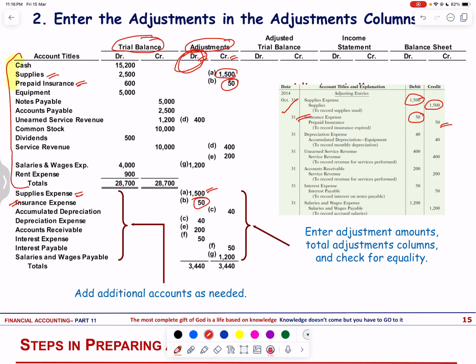The third one is depreciation expense debit and accumulated depreciation credit, and you can see that neither depreciation nor accumulated depreciation is appearing in the trial balance. That's why we have accumulated depreciation and depreciation expense both being added over here. Depreciation expense is debit by 40 and accumulated depreciation is credit by 40. The next one, unearned service revenue and service revenue.